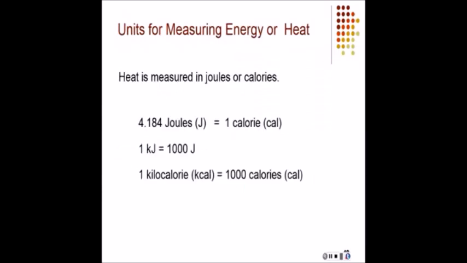The units for measuring energy are calories and joules. And here are some conversion factors. 4.184 joules to a calorie. 1 kilojoule is 1,000 joules. Remember, a kilo of anything is 1,000 of the basic unit. And a kilocalorie is equal to 1,000 calories.